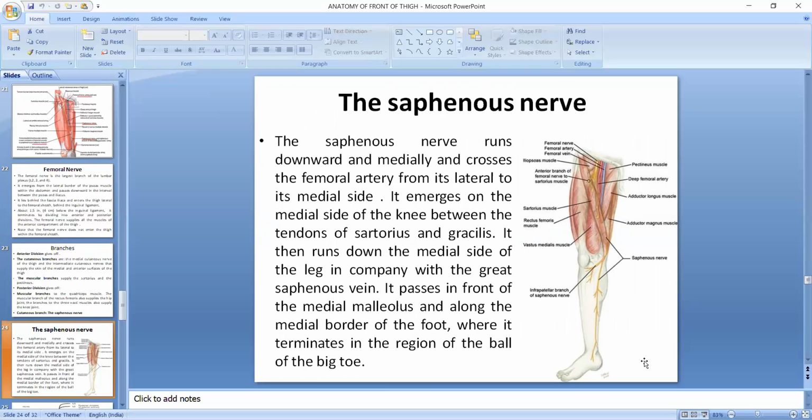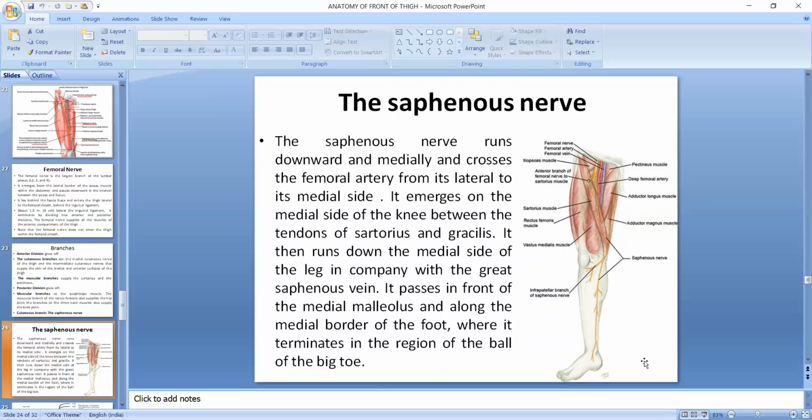Now we are discussing the saphenous nerve. The saphenous nerve runs downward medially and crosses the femoral artery from its lateral to its medial side. It emerges on the medial side of the knee between the tendon of the sartorius and gracilis.